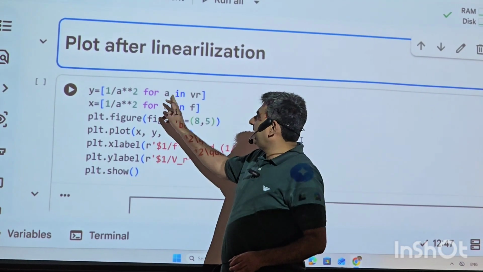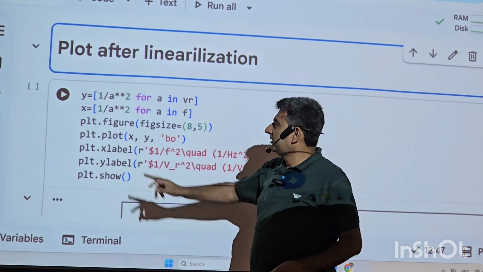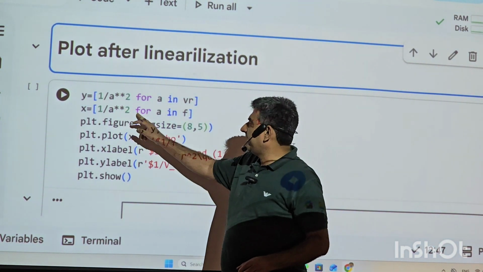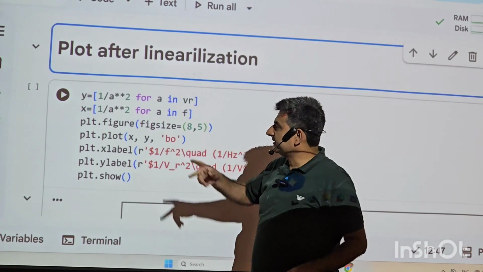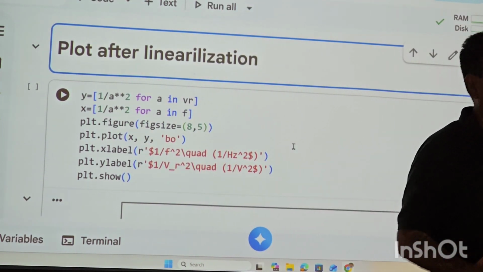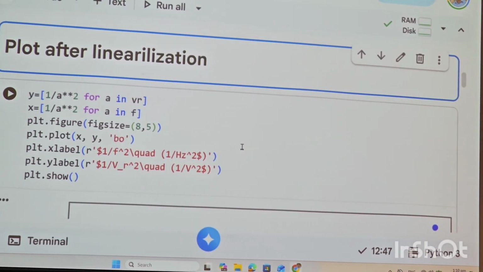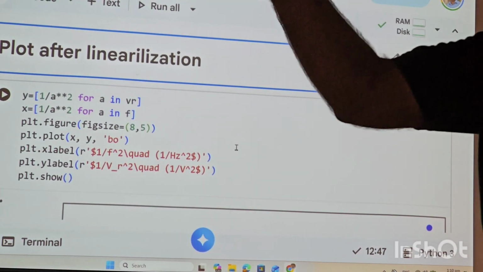For each A in VR, which is an element in the voltage, I take 1 over A square, and my X is 1 over A square for A in F. So this is how I define Y and X. This is how I have done it. You can do it in another way. So I want element by element squaring and reciprocal.